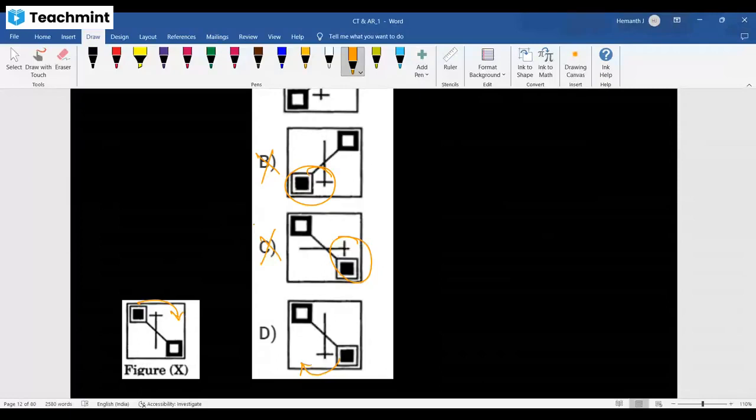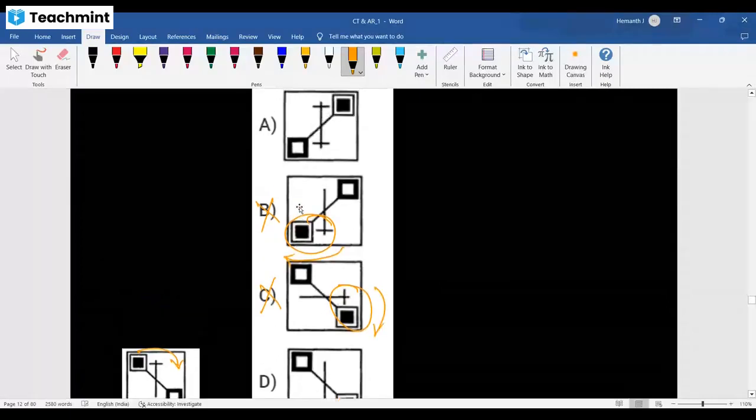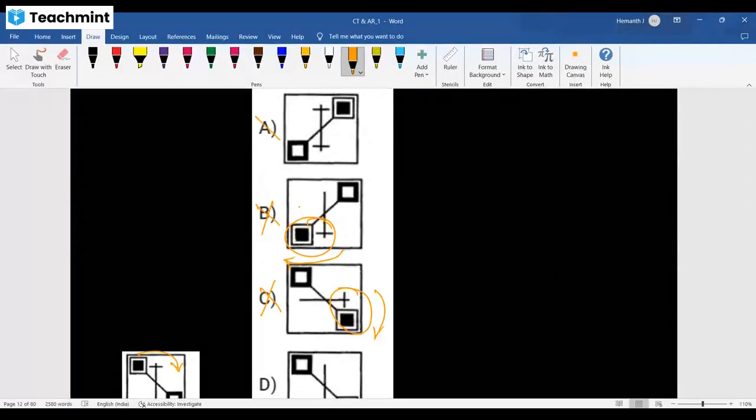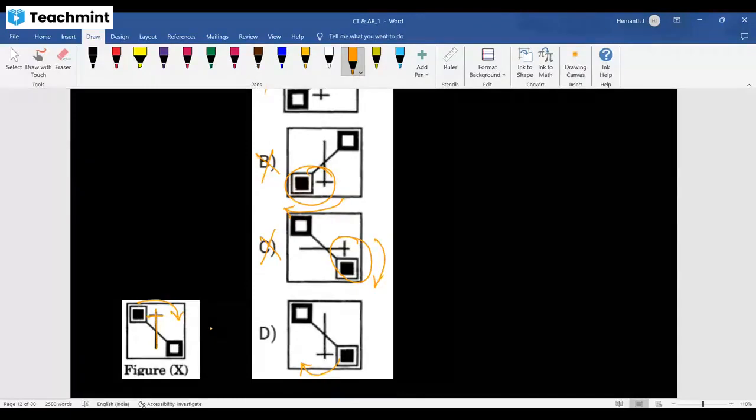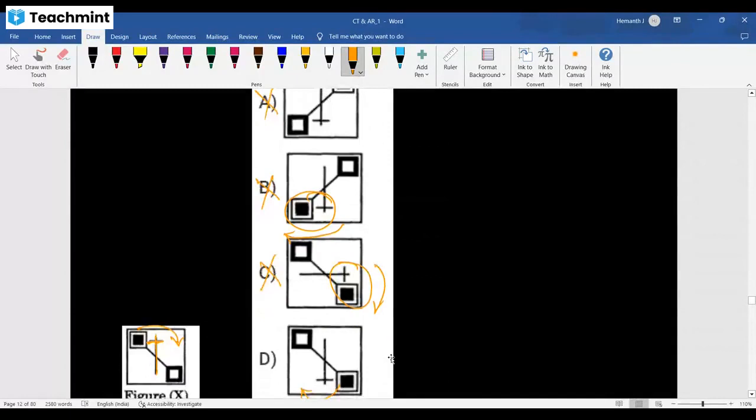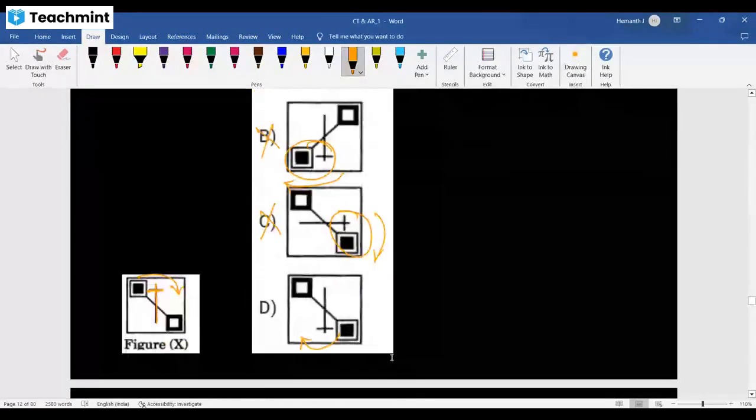No, not acceptable. And this one also, yeah, two horizontal lines are not there. There is only one horizontal line in this. You observe, see, this is one small horizontal line, one big vertical line. Here we have two horizontal lines in A, that's wrong. So D is the correct answer.